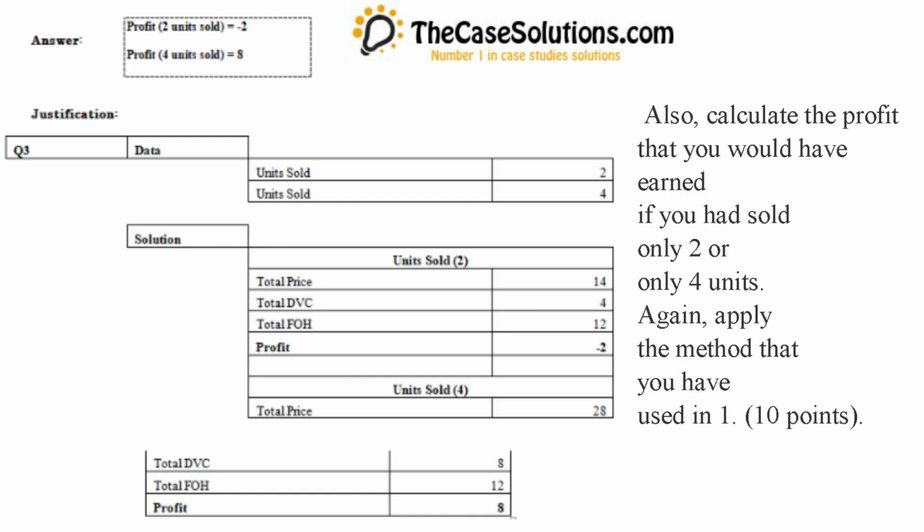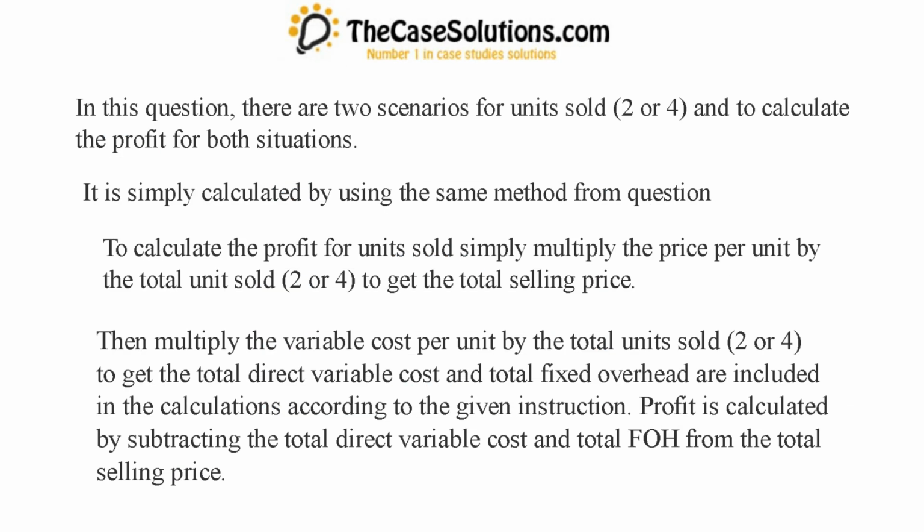Also, calculate the profit that you would have earned if you had sold only 2 or only 4 units. Again, apply the method that you have used in 1. 10 points. In this question, there are 2 scenarios for units sold, 2 or 4, and to calculate the profit for both situations, it is simply calculated by using the same method from the previous question.